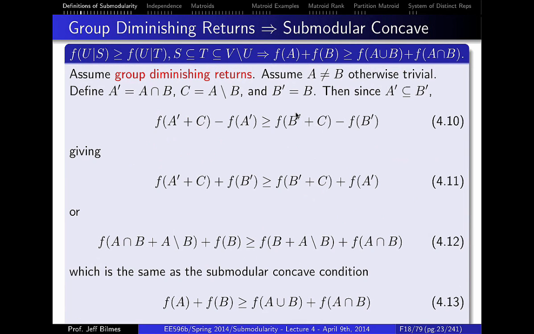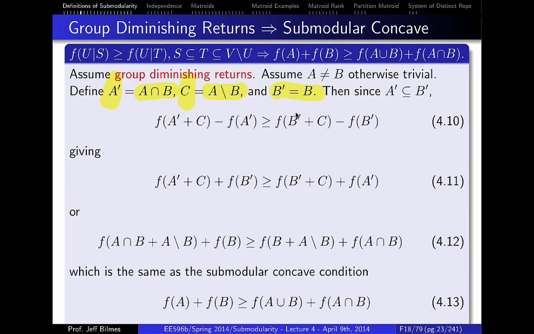So let's assume this left thing, which is group diminishing returns. We want to show this for any A and B, and let's assume that A is not equal to B, because if A is equal to B, it's trivially true. If A is equal to B, it's f of A plus f of A greater than or equal to f of A plus f of A, which is always true for any function. So let's assume A is not equal to B, and then make these definitions. We intersect A and B to give us A prime. We subtract B from A and get C, and we set B prime equal to B.